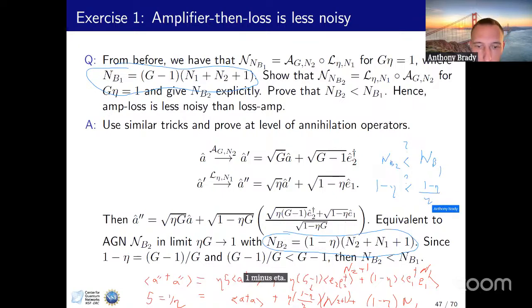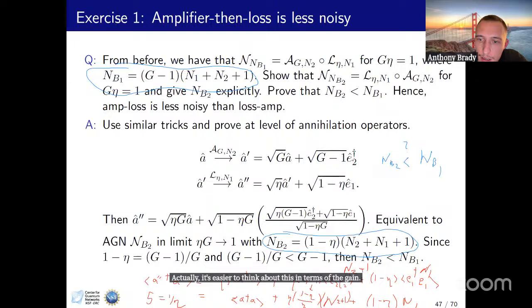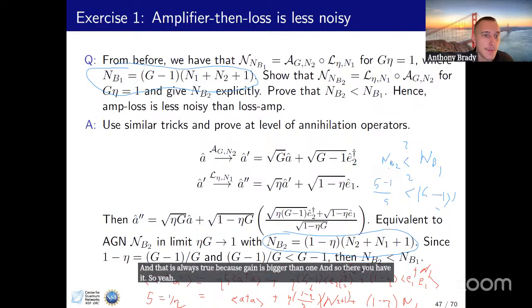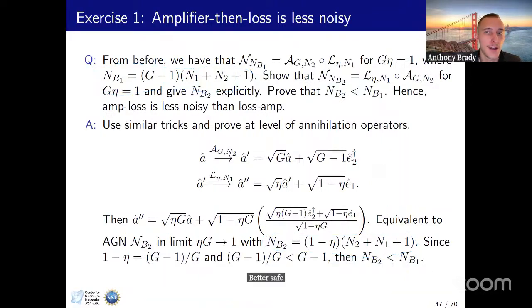Actually, it's easier to think about this in terms of the gain, where the gain is 1 over eta. So then you have gain minus 1 over gain less than or equal to gain minus 1. And that is always true because gain is bigger than 1. And so there you have it. It's actually better to amplify before you lose rather than to amplify after the loss. Better safe than sorry.